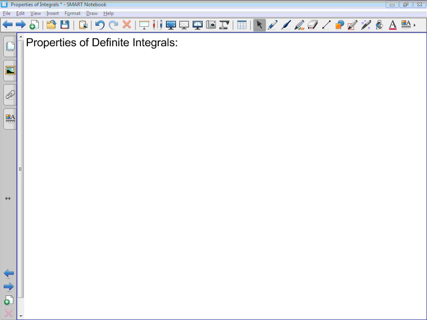So we just want to talk here about some properties of definite integrals. These are some things that you should keep in mind as you're doing these integration questions. They can sometimes make the question a little bit easier.